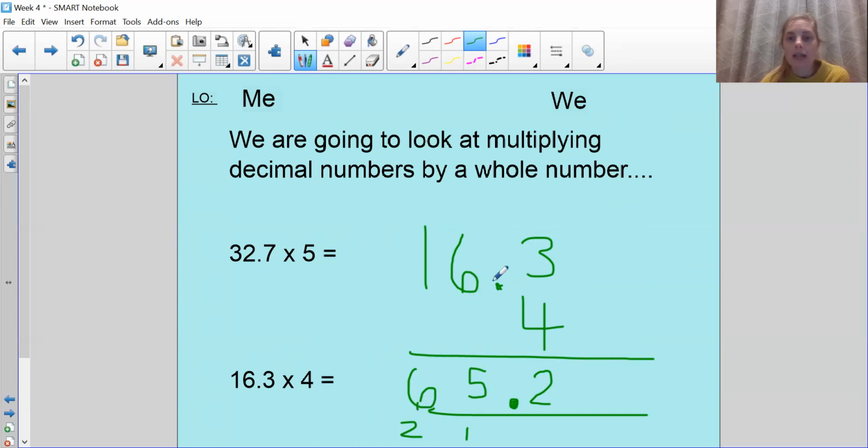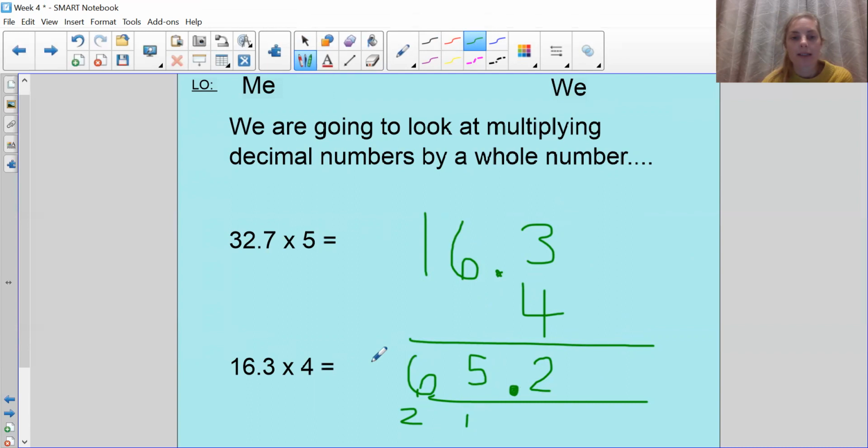If you need to go and just do a double check, I'm going to double check my answer just because I want to make certain that I'm doing the correct method. So 4 times 3 is 12, 2 carry the 1, 4 times 6 is 24, plus 1 is 25, carry the 2, and 4 times 1 is 4, plus 2 is 6. And that took me a couple of seconds to quickly make sure that I'm fairly happy that my answer is correct.